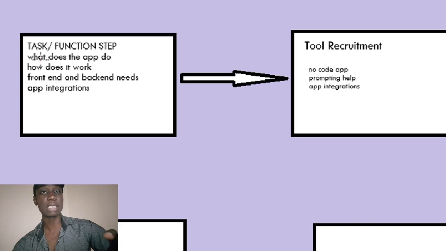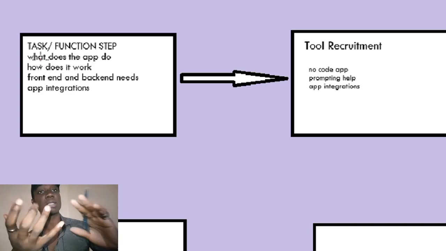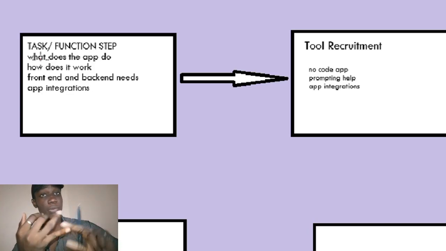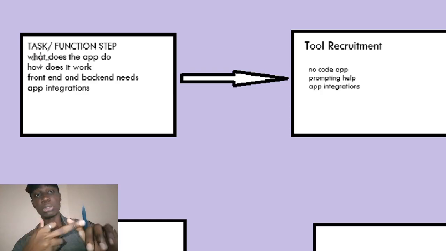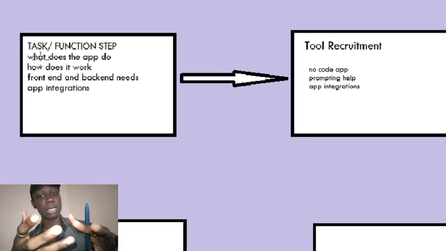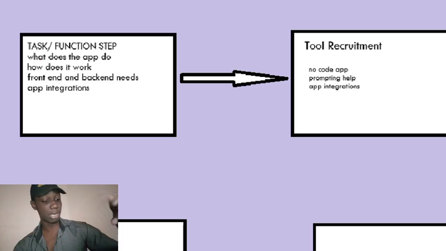So, let me try landscape mode now, because this is going to be interesting. This is going to take a lot of space, but it's going to be very interesting. Now, on to it. First, I have my tasks, my function steps. This is where I decide, okay, what does the app do? How does it work? Will there be front end or back end needs? Will there be app integrations? For example, using Focus Flow, my app.